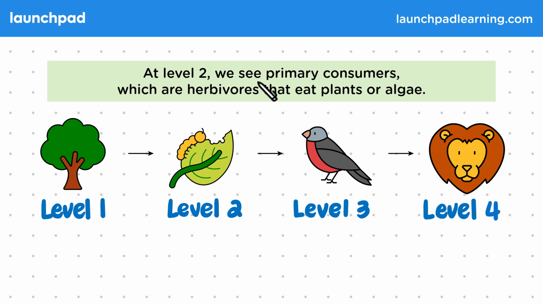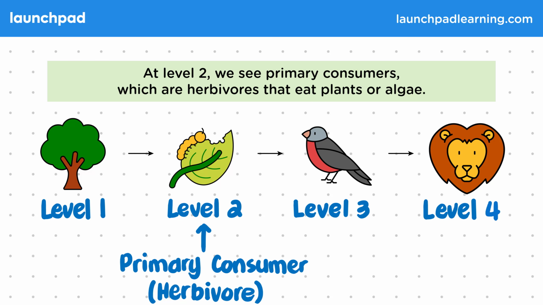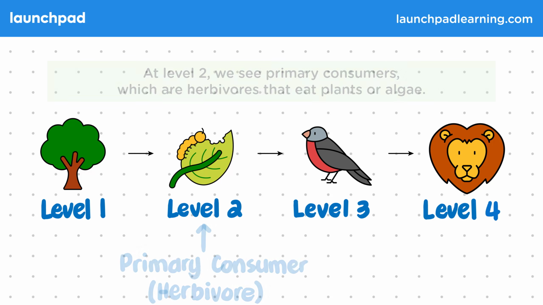At level 2, we see primary consumers, which are herbivores that eat plants or algae. So organisms at the second level are primary consumers, meaning they're the first consumers, and they're going to be herbivores eating the producers. What about trophic level 3?